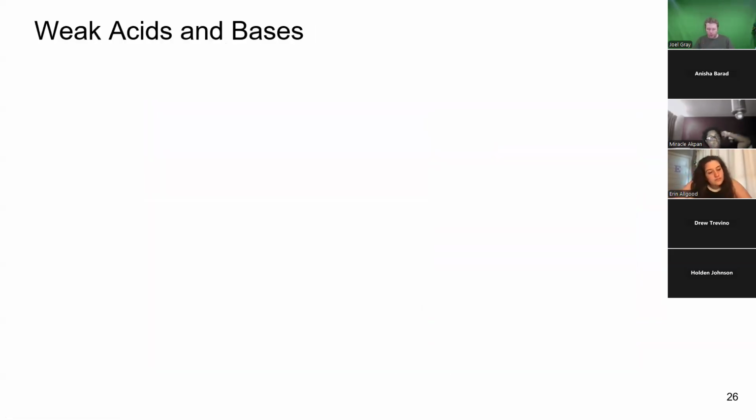What I'm going to do here is give you a little bit of a rundown of this, and then I'm going to work through some examples of what is important to take away from this. So, weak acids and weak bases. The difference between weak acids and strong acids is that weak acids only partially dissociate.